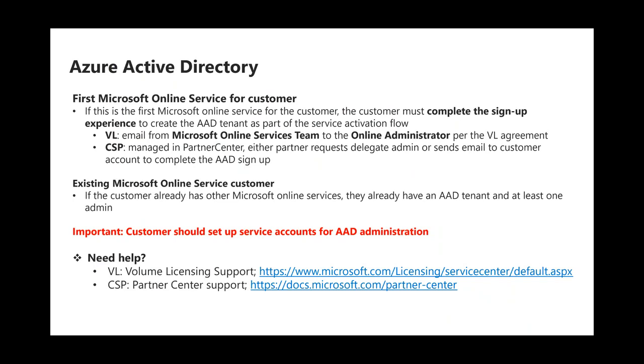So you can find out from the volume licensing reseller who they put on as the online administrator, and that it's only that person who can do that sign up. But if you need to, you could reach out to volume licensing support and have that email be resent. That is possible. In CSP, I find it's a slightly simpler experience.